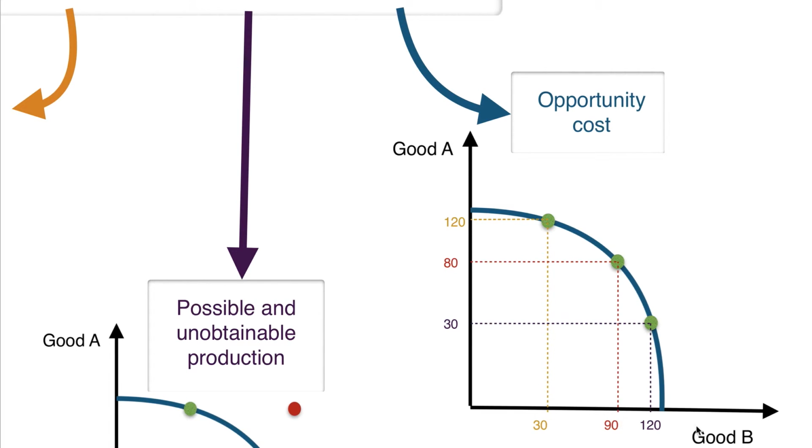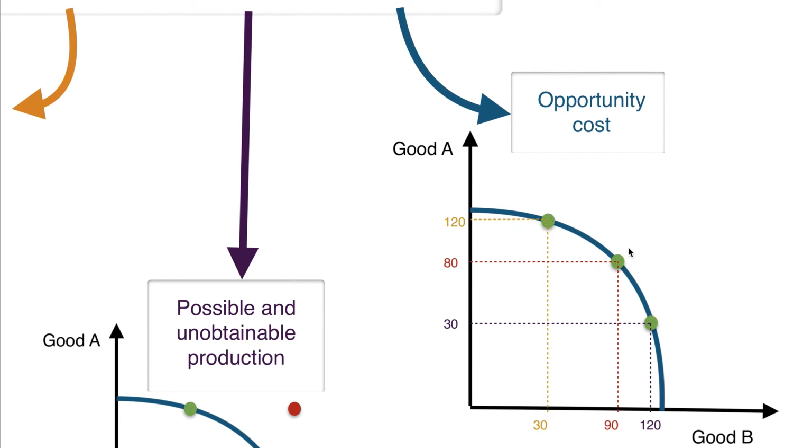But then if we decide actually we want to produce more of good B, so produce 120 units of good B, then we can only produce 30 units of good A. So the opportunity cost here would be 80 minus 30, which is 50. So it's how a change in resources affects the amount of units of goods that can be produced, and that's the opportunity cost, the change in the units of goods produced.